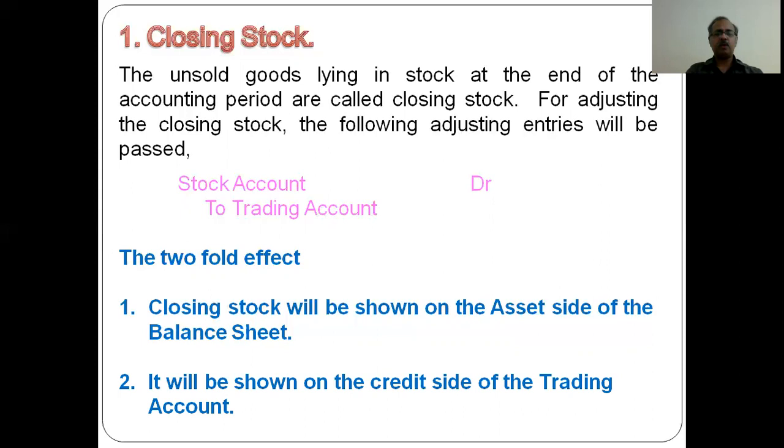In order to record the true amount of material consumed, closing stock will be shown on the credit side of the trading account. So always remember the treatment. This is very, very important, because whenever we solve problems or prepare final accounts like trading account, P&L account and balance sheet, we have to adjust this closing stock. The twofold effect is that first, it will be shown on the asset side of the balance sheet, and second, closing stock will be shown on the credit side of the trading account.